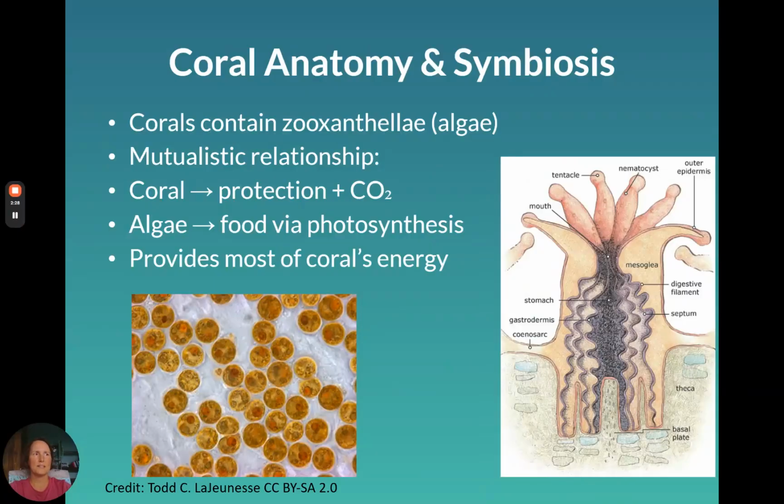So, coral anatomy and symbiosis. Inside the coral tissues live these photosynthetic algae known as zooxanthellae. This is a mutualistic relationship where both organisms benefit. The algae isn't an animal, but it gets food via photosynthesis. The coral gives the algae protection and extra carbon dioxide. So both of these are benefiting, making it a mutualistic relationship.